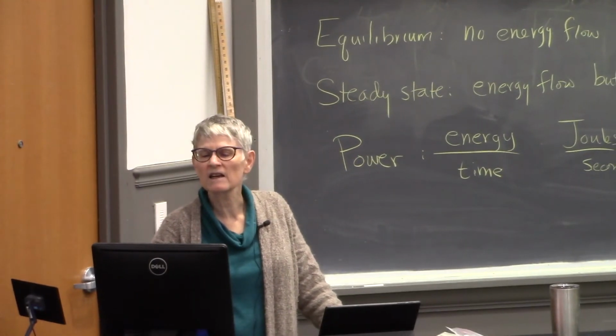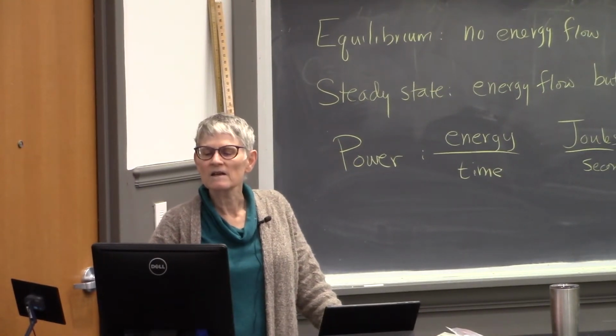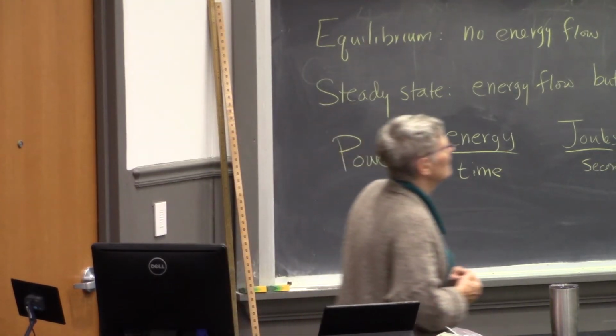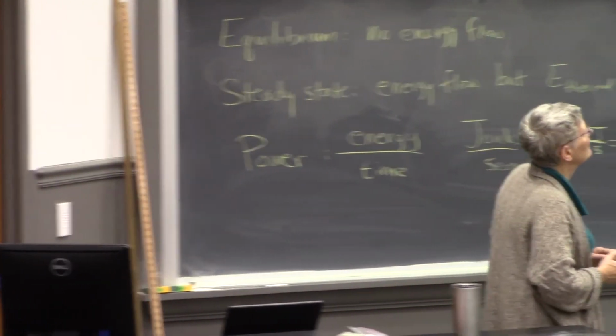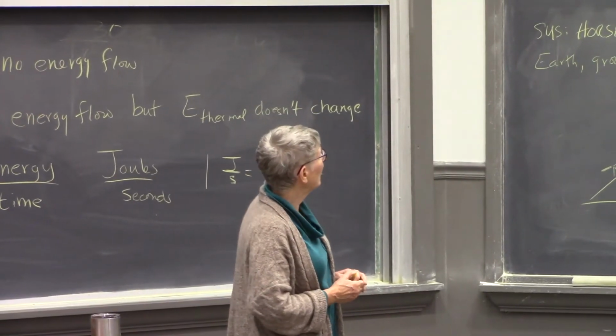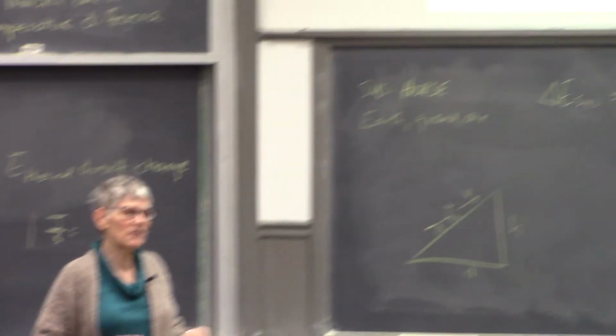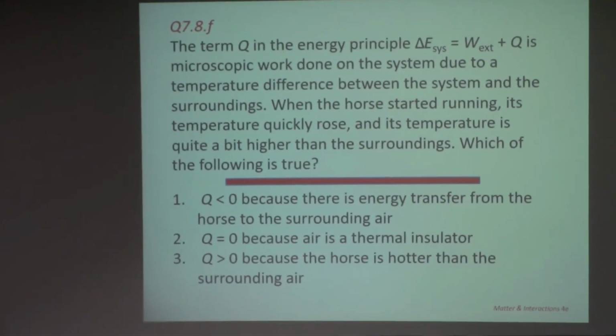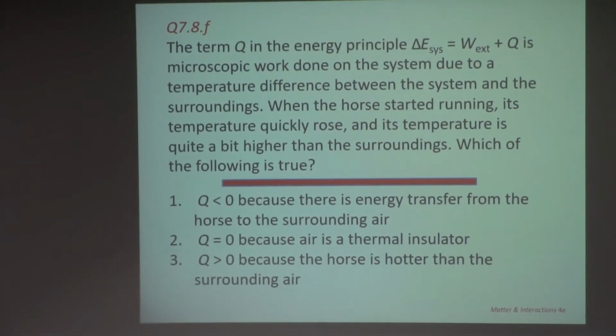And so now, when the horse started running, it got hot, and then its temperature leveled off, so it's hot, still running. What's the deal with Q here? Is Q positive, negative, or zero?